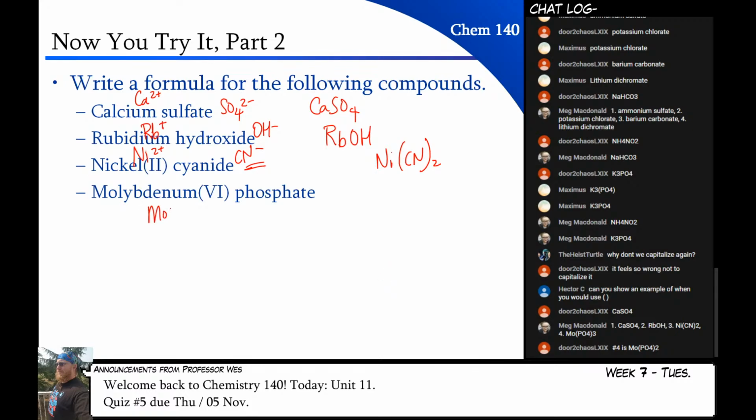Molybdenum 6 is Mo6 plus. Phosphate is PO4 3 minus. I'm going to need 2 of these to cancel out the 6 plus. And there you go: Mo(PO4)2, with parentheses in the appropriate spot.